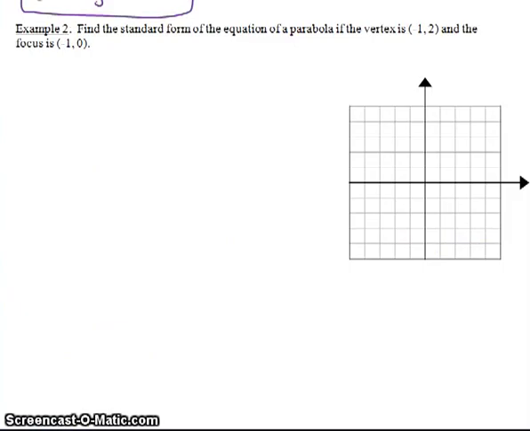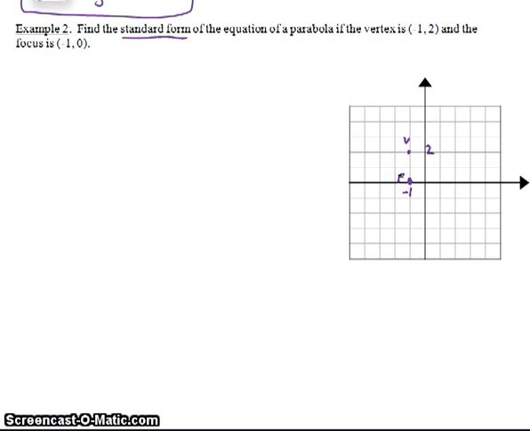Okay, so example 2 asks us to find the standard form of the equation with its vertex at minus 1, 2. So I'm going to plot that, minus 1, 2 for its vertex. And its focus is at minus 1, 0. So the focus is right here.